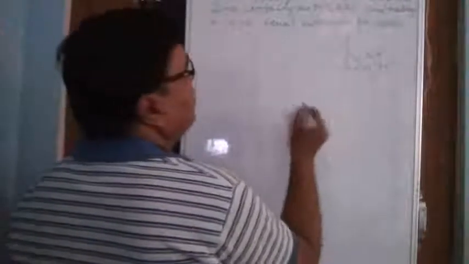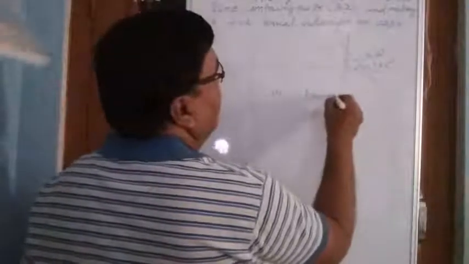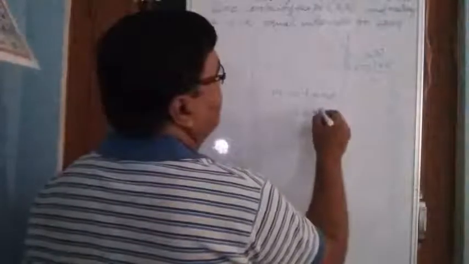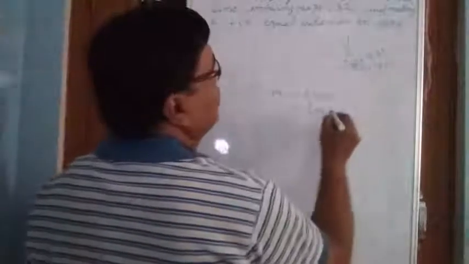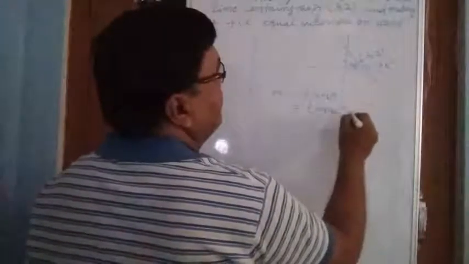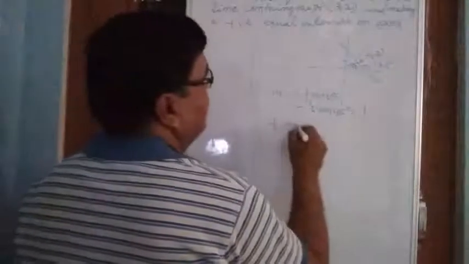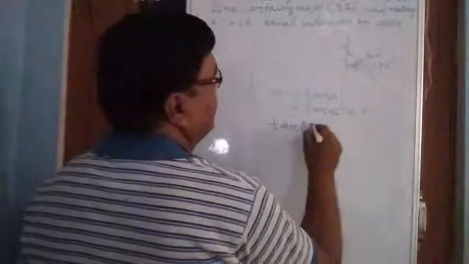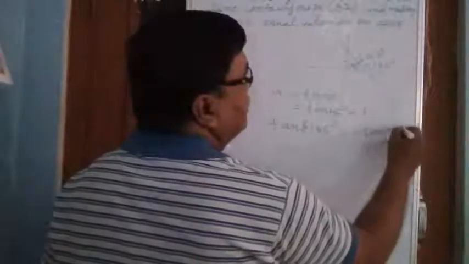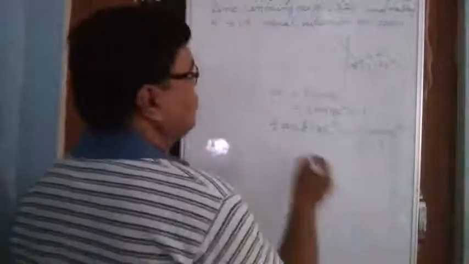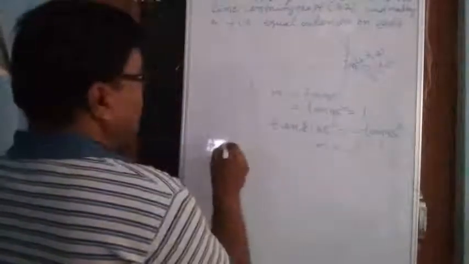Now to find the slope of the line, m is equal to tan theta, where theta is the angle of inclination. Seen from this side it is 45 degrees, so tan 45 degrees is equal to 1. Therefore tan 135 degrees is equal to minus tan 45 degrees, which is minus 1. So the slope of the line is minus 1.